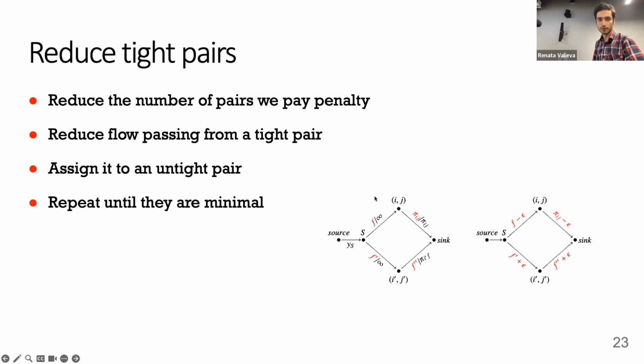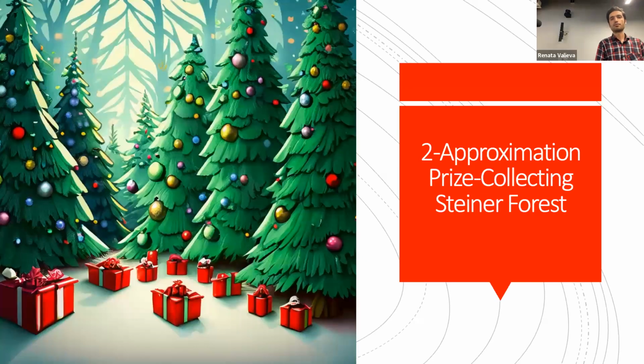Here, for example, on the left side we have the base flow, and we change it here. With this operation, we reduce the number of tight pairs by 1, and we do this operation until we cannot do it anymore. So at the end, the number of tight pairs is minimal, and we pay the penalty of every tight pair and connect the others. Now Mohammad will show how we use this algorithm to achieve a T-approximation algorithm.